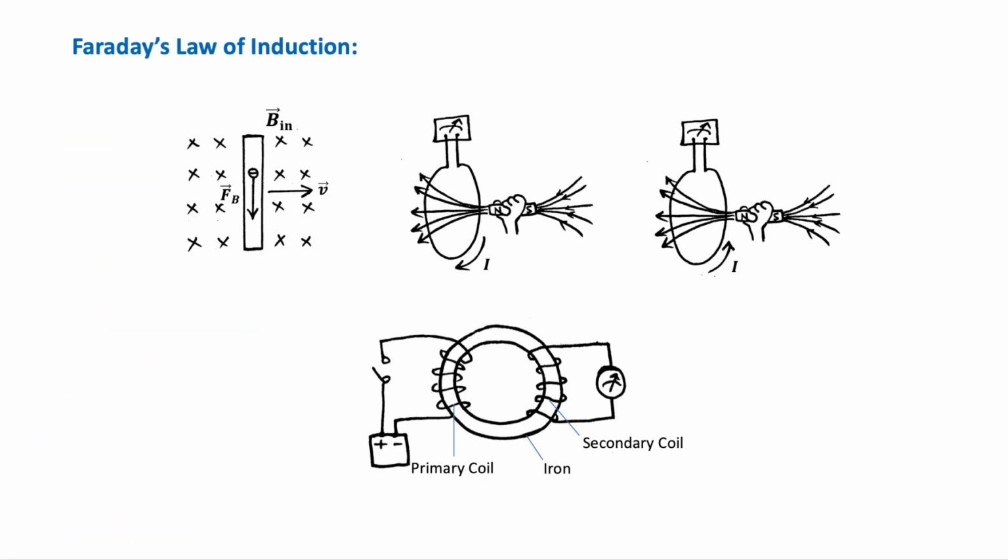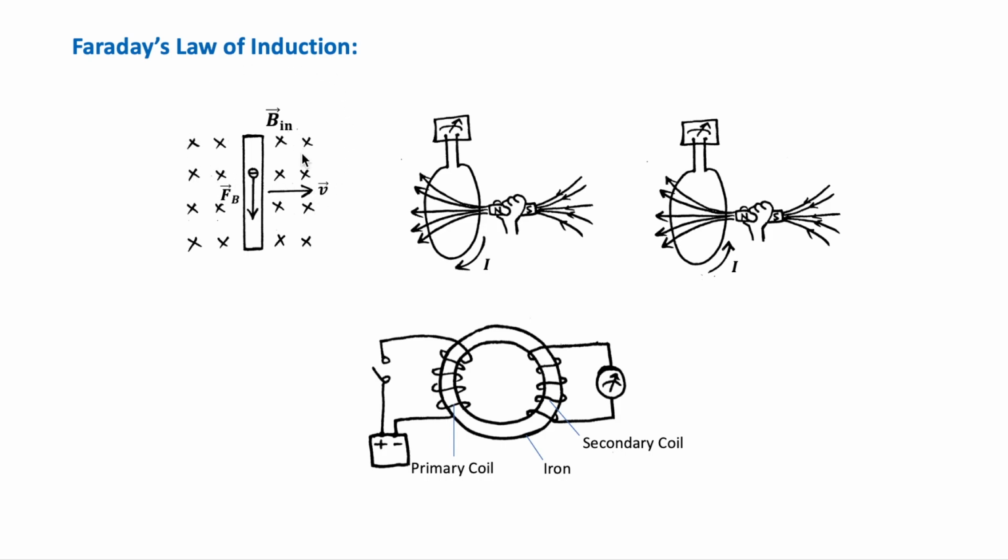So far, we considered electric fields produced by stationary charges and magnetic fields produced by moving charges, right? But we will now consider electric fields produced by changing magnetic fields. And to show how an electric current can be induced by a magnetic field, let's consider a straight conductor in a uniform magnetic field directed into the page.